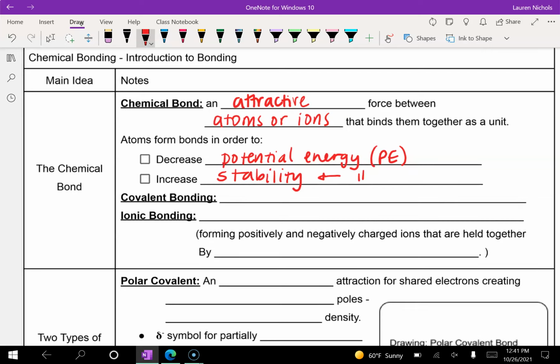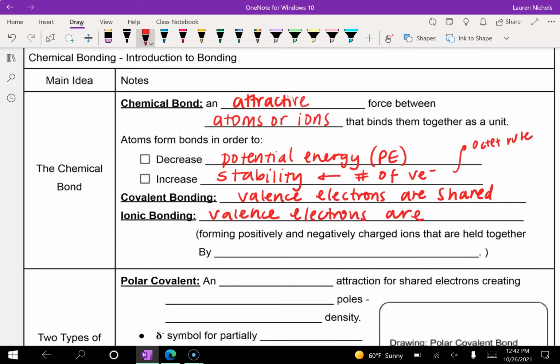Remember, this is due to the number of valence electrons, right? We talked about the octet rule in Unit 2 and Unit 3, okay? How all atoms want to be similar to the noble gases, they want to be stable. So the two ways that they're going to do it is through covalent bonding, and this is when valence electrons are shared between the two atoms, or an ionic bond, in which case those valence electrons are completely transferred. So covalent bonds share electrons, but ionic bonds transfer the valence electrons.